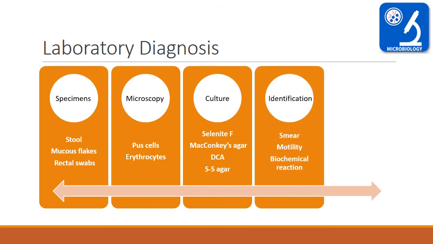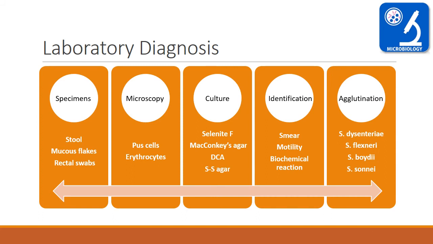Identification. Identification is done by the smear. First of all, you can see gram-negative bacilli in the gram stain. These bacteria are non-motile, and you can differentiate the different species with the help of biochemical reactions and the slide agglutination test. According to the slide agglutination test, you can divide the Shigella into four major groups: group A, B, C and D. Group A means Shigella dysenteriae, group B means Shigella flexneri, group C means Shigella boydii and group D means Shigella sonnei.